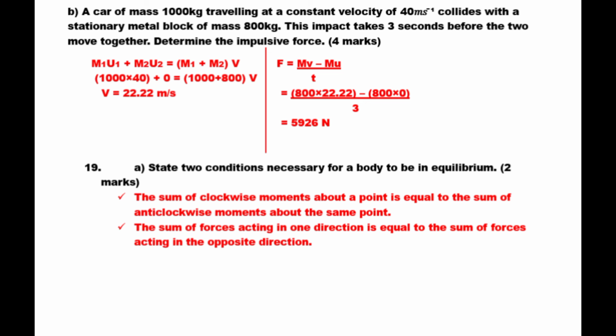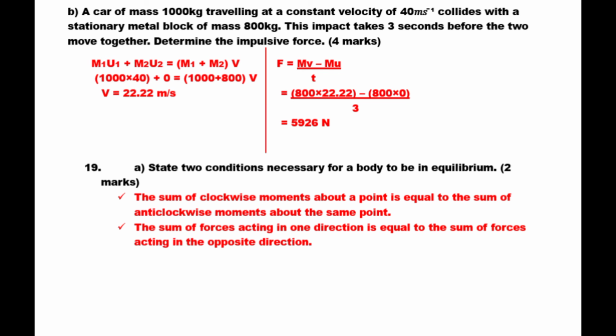We also have the initial velocity, but we do not have the final velocity after collision. That means we'll start by getting the final velocity after collision. So the sum of momentum before collision is equal to the sum of momentum after collision, and because it is an inelastic collision, we have the common velocity. So we work out the final velocity, which is 22.22 meters per second.